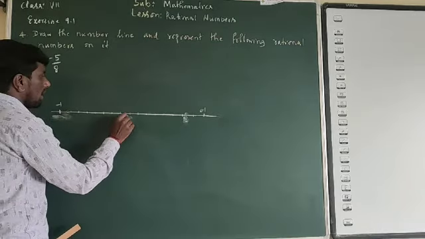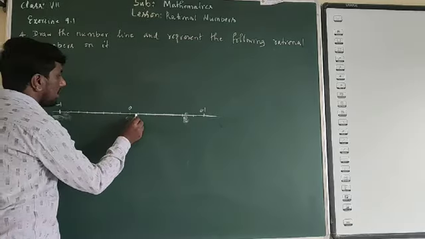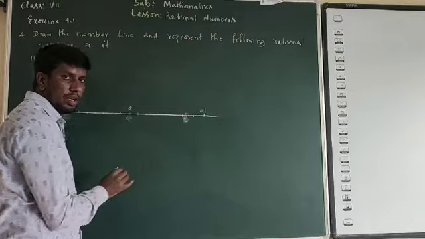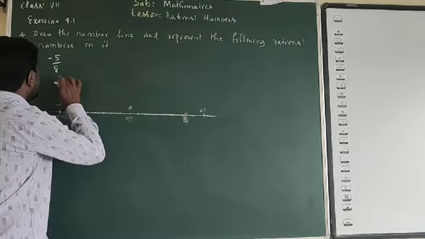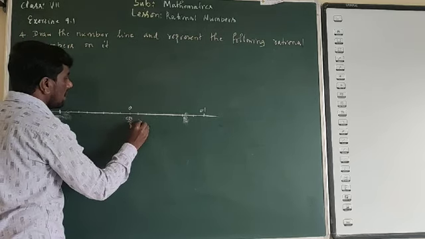In fact, this is 0. Clear? 8 equal intervals, the denominator is 8. 1, 2, 3, 4, 5, 6, 7, 8. Clear? Now this is 0, that means 0 by 8. This is 1 by 8.